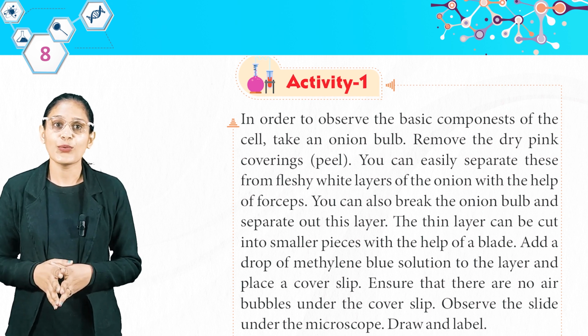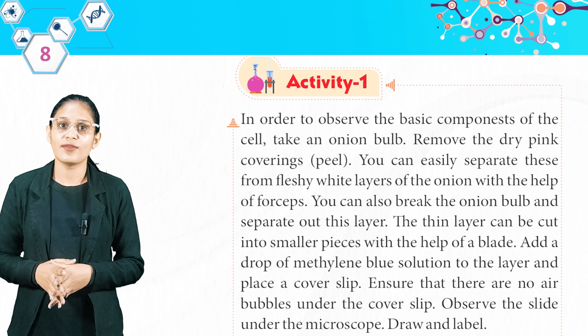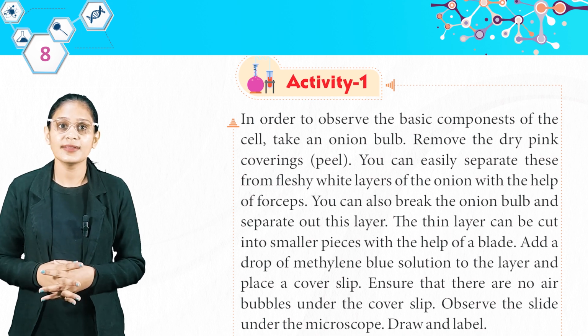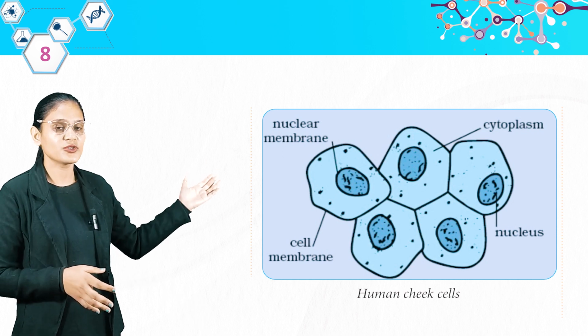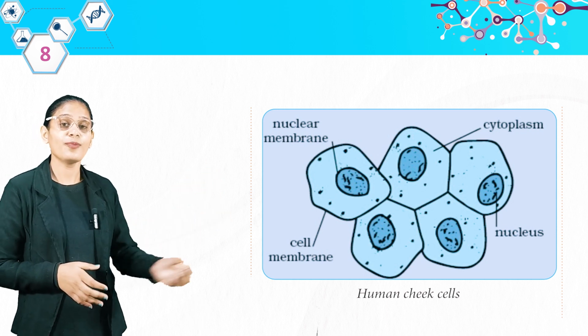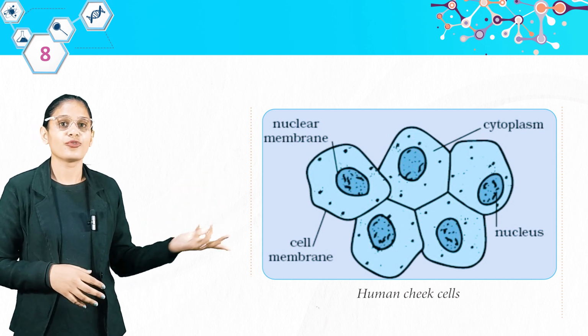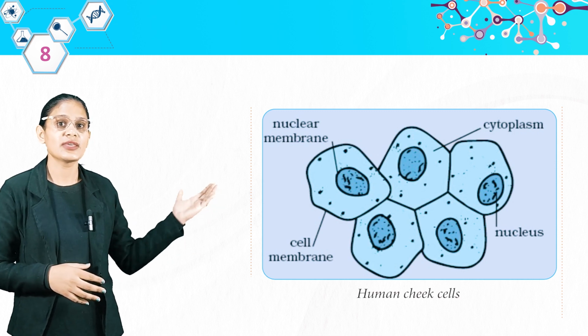Ensure that there are no air bubbles under the cover slip. Observe the slide under the microscope. Draw and label. Look at this picture, students. You can see in your microscope. Here you have to draw the pictures. It is human cheek cells.